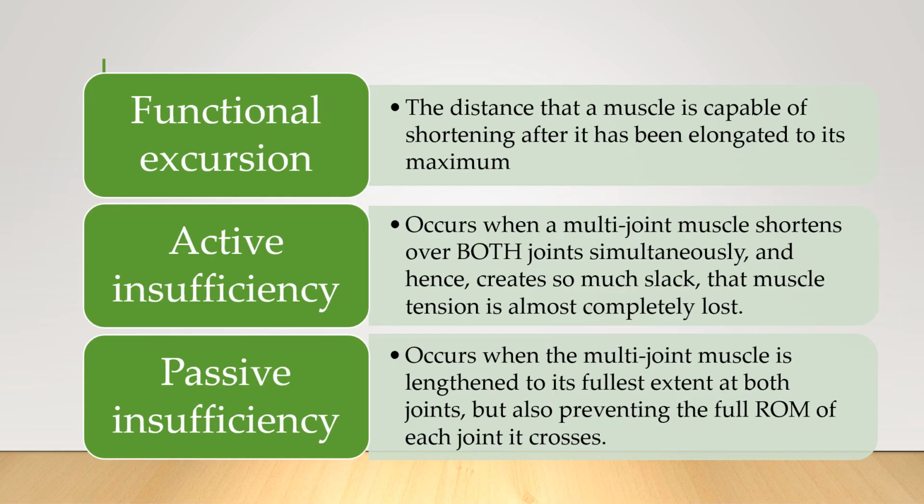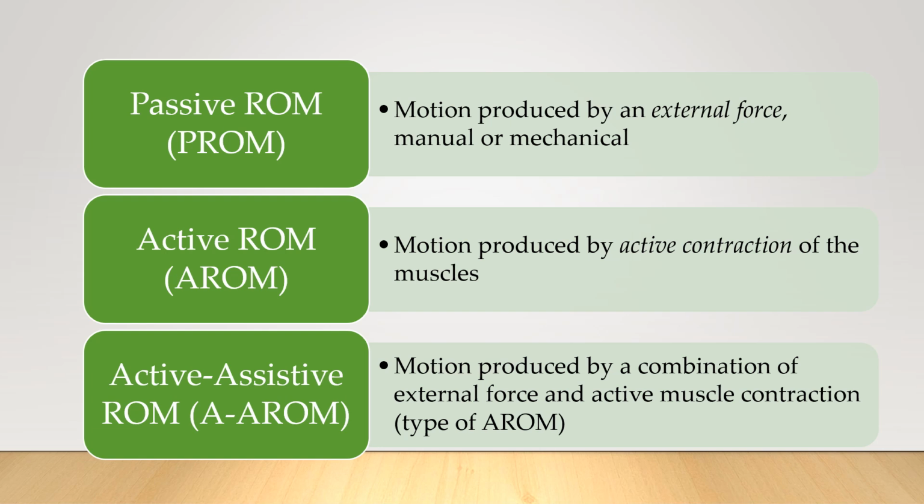Okay, so here's just your definitions for functional excursion, active and passive insufficiency. Just remember, these are two-joint muscles, okay, multi-joint muscles. So you can read through those definitions here, and you're going to need to know those for any quizzes that we talk about. So now let's move on to our different types of range of motion. And in a second, we're going to discuss indications and limitations of these different types of range of motion.